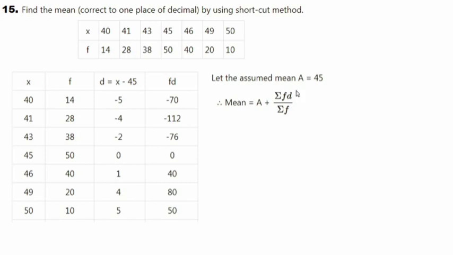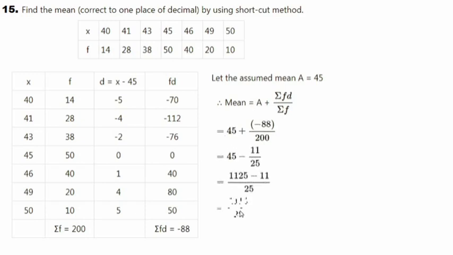Now you need to add all the values of fd and f. So let's find the total. The total of f turns out to be 200 and the total of fd turns out to be minus 88. So put the values down. Summation fd is minus 88, summation f is 200, a is 45. Simplify this, and it turns out to be exactly 44.6. So with this we close this particular exercise, the first exercise on measures of central tendency. Thank you very much.